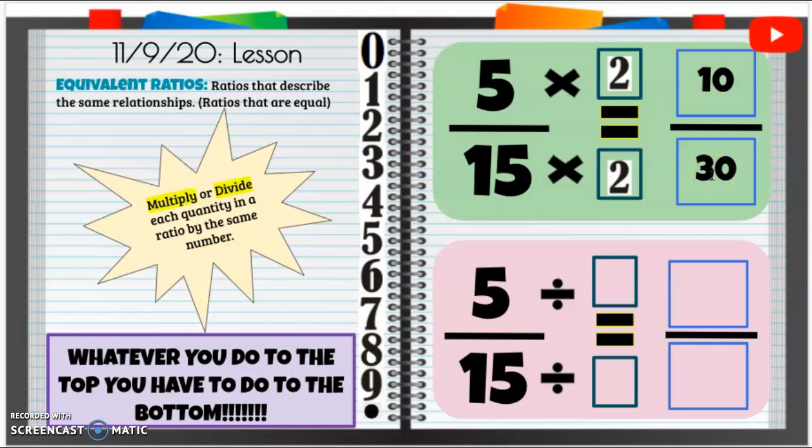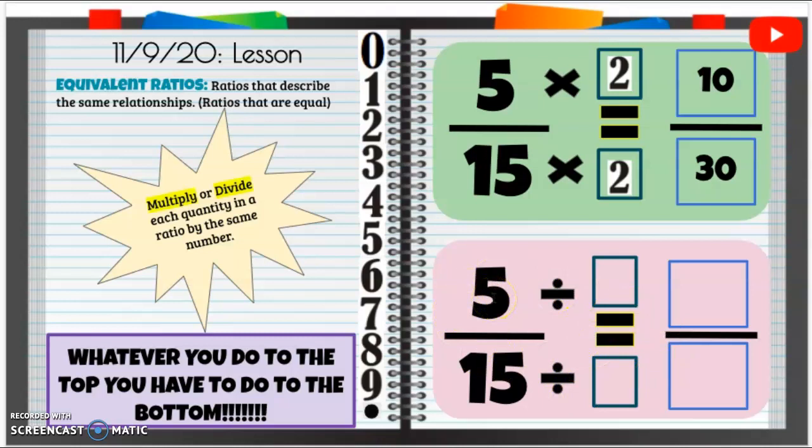So that's it. So this is an equivalent ratio. It equals the same thing. So for example, if you were to put in a calculator 5 divided by 15, you'll get the same answer as when you put in a calculator 10 divided by 30. Try that. All right, so let's try the other way.